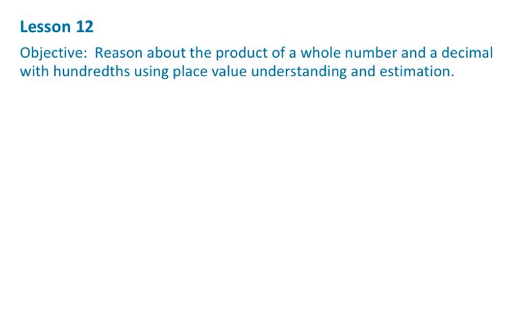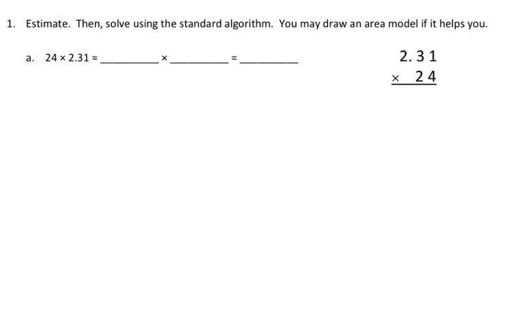This is grade 5, module 2, lesson 12, and the objective says to reason about the product of a whole number and a decimal with hundredths using place value understanding and estimation. So in the previous lesson we were working with numbers to the tenths place and just exposed to numbers in the hundredths. So now I'm going to show you how to do the area model for homework problem number 1, and it's letter A.